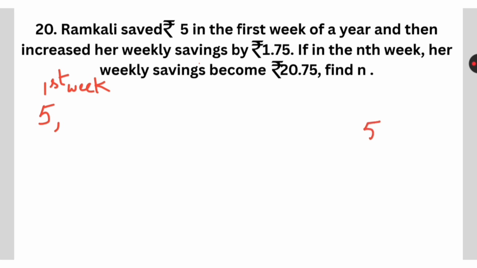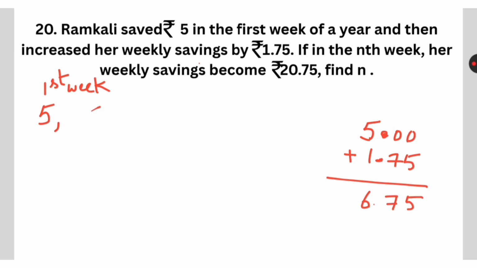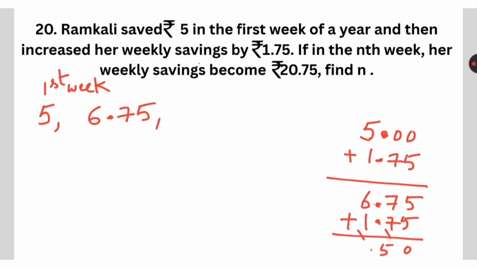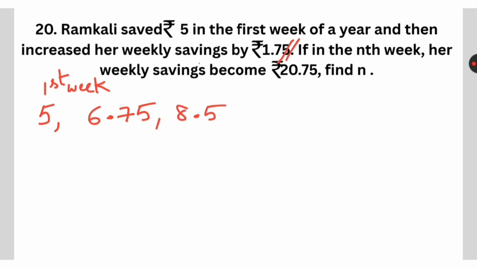Increase is nothing but you have to add. For the first week, she is increasing by 1.75. After adding, we are going to get 6.75. So the second week is going to be 6.75. And for the third week, you have to keep on adding 1.75. So 5 plus 5, 10, 7 plus 4, 17, plus 1, 15, 6 plus 1, 7, 7 plus 1, 8. So the third week is 8.5. Up to here we did. If in the nth week her weekly savings become 20.75 rupees, find n.